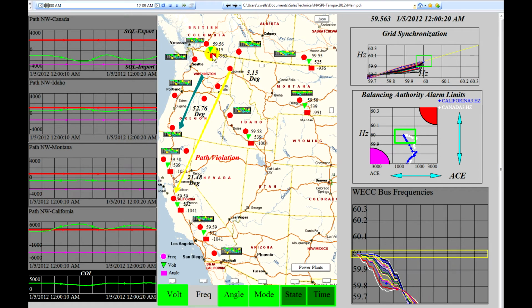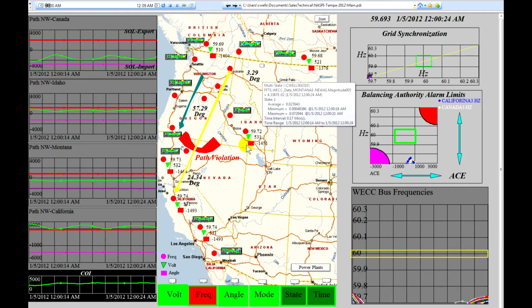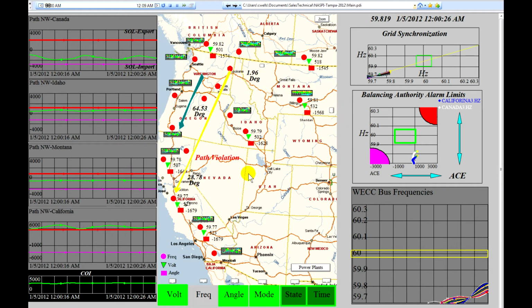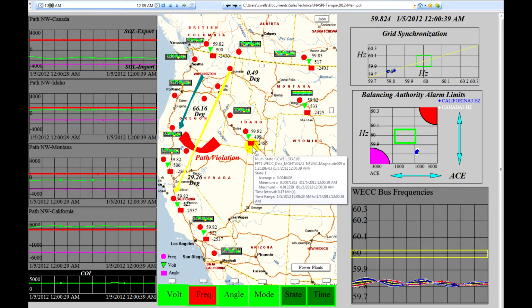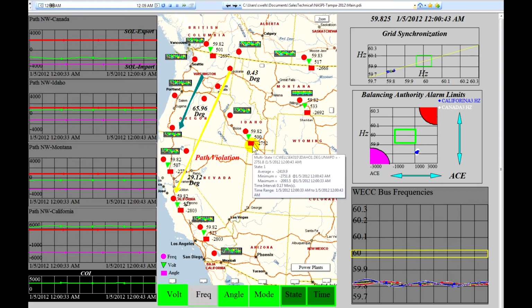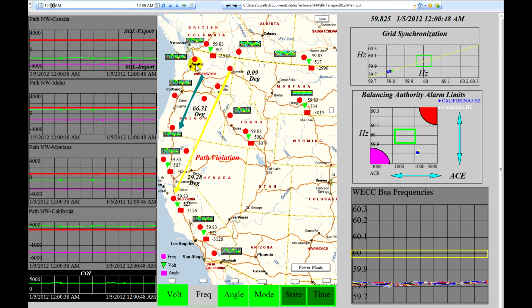And what you'll observe is that all of the frequencies in the WECC have gone to red. This means that they're far below the nominal of 60 Hertz. The voltages are all shown in green throughout the WECC. However, the angles now are shown in different colors. The colors here showing that the angle is very low in California and throughout Canada.